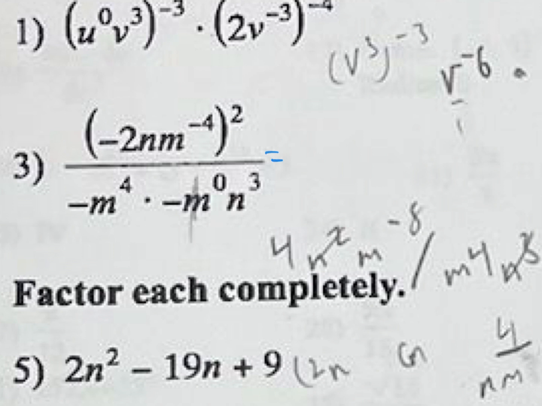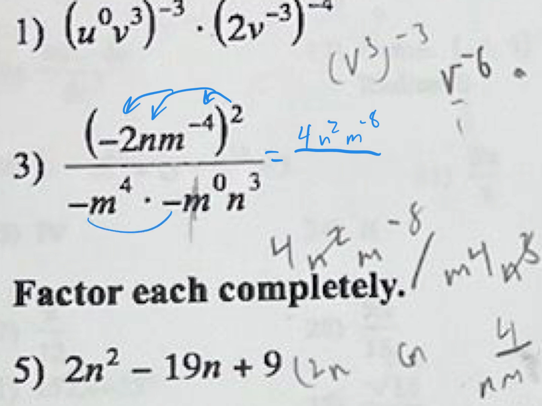Like the first thing you could do is it's not really called distributing, but it's like applying this exponent to everything. And if you did that, negative 2 squared is 4. And then you would just have n squared. And m negative 4 to the second power is just m to the negative 8. You just multiply.